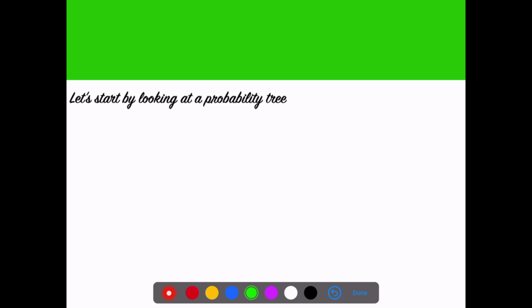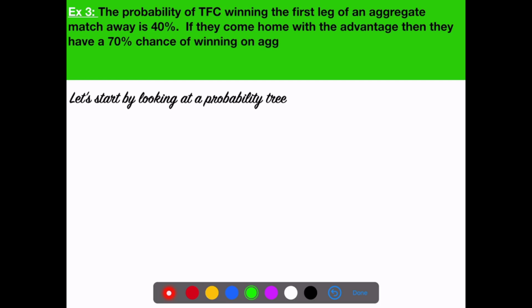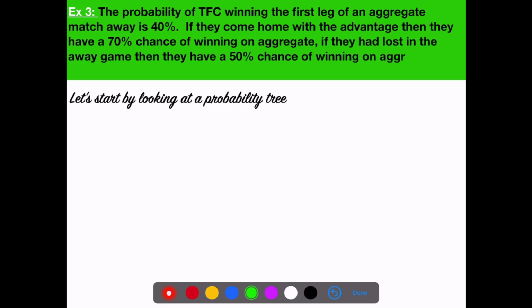Okay, let's try another one. Again, we're going to do a probability tree. This time we're going to talk about soccer. So the probability of TFC, a soccer team, winning the first leg of an aggregate match away is 40%. If they come home with the advantage, meaning they won that first game, then they have a 70% chance of winning overall. If they had lost in the away game, then they only have a 50% chance of winning overall. What is the probability that they win overall?